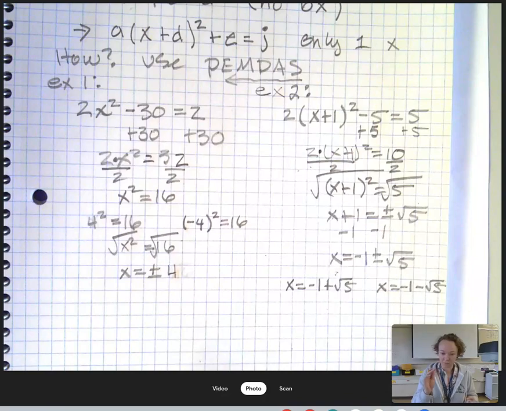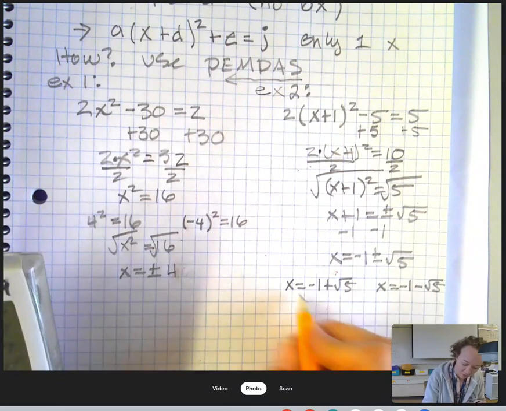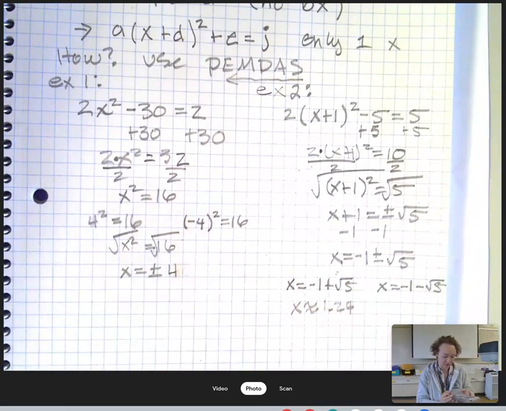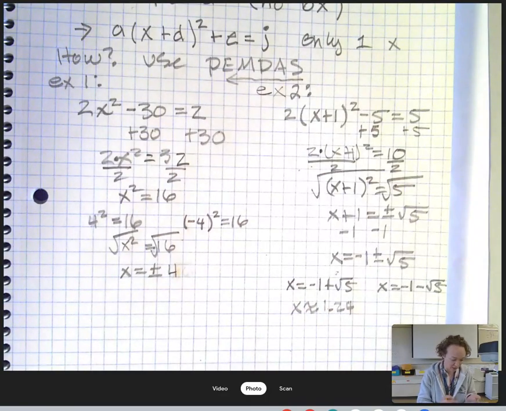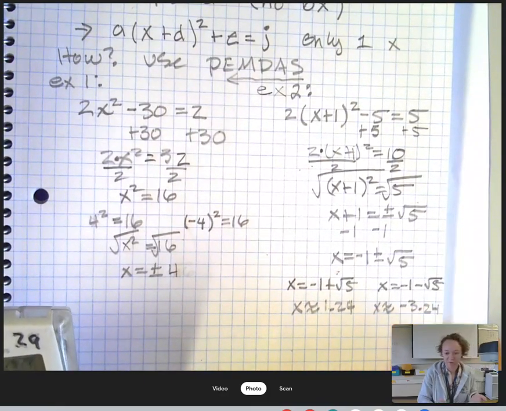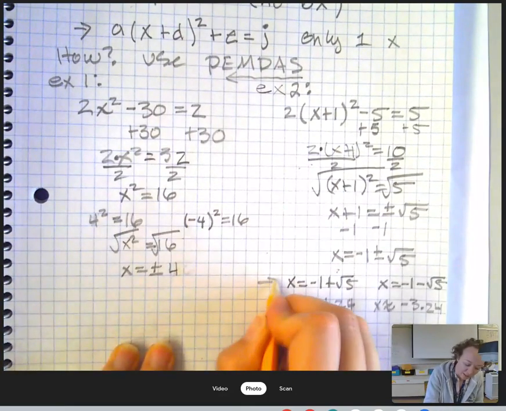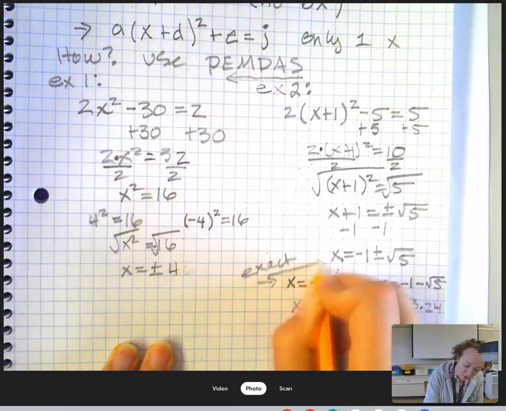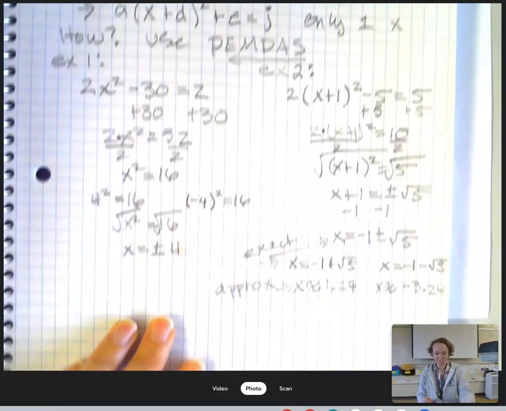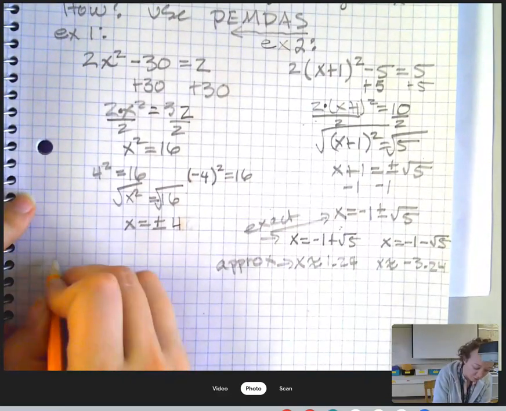If you want approximations, then you plug it into a calculator. So I'd be like, well, -1 plus square root 5. So this one is x is approximately 1.24, rounding accurately, or -1 minus the square root of 5 gives me approximately -3.24. So these are the exact answers there or there. This is the approximate answer.